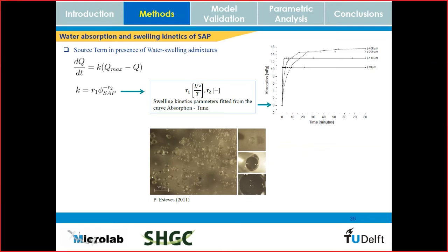And then we need a function with which to evaluate how this sink term works. So we used the results from a study by Esteves in 2011. He proposed an experiment in which he monitors the swelling of superabsorbent polymers in a pool of water through microscopy, and then he arrives at curves of the type shown in the graph on the right, which can later be used to find out the rate of absorption of water of the superabsorbent polymers. And that's what we use for the absorption of water and the swelling of the superabsorbent polymers.